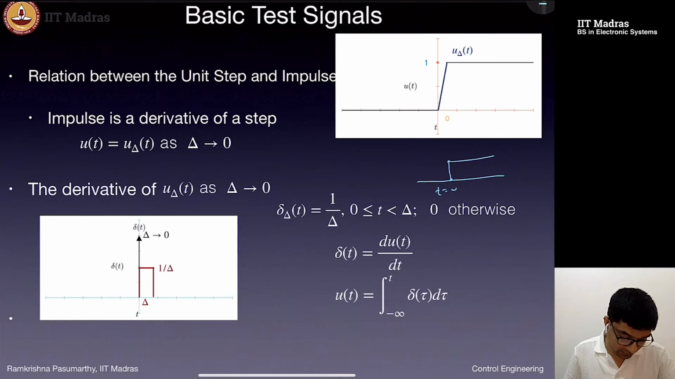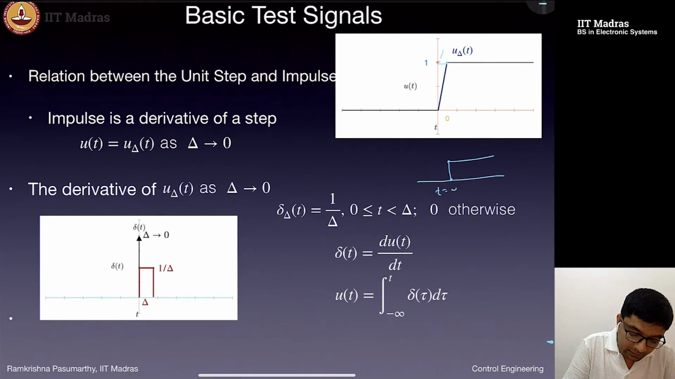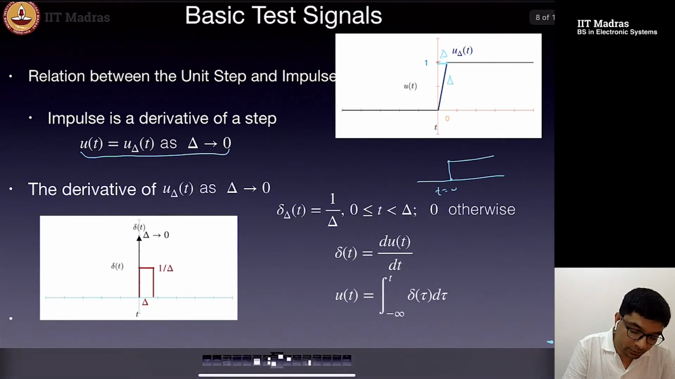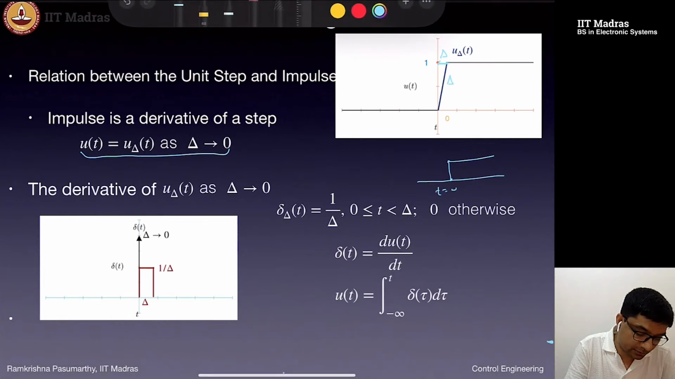However, what I do is I look at a function like this and I take a little interval here, delta, and I call that the unit impulse. Now I would look at it as a derivative of u of delta as delta goes to 0. Okay, why is this true? Now, if I take a derivative of this function, this is allowed, right? And this is like a slope of 1 over delta. So the derivative of this function now turns out to be something like this.